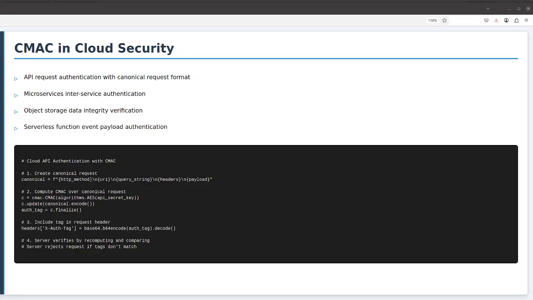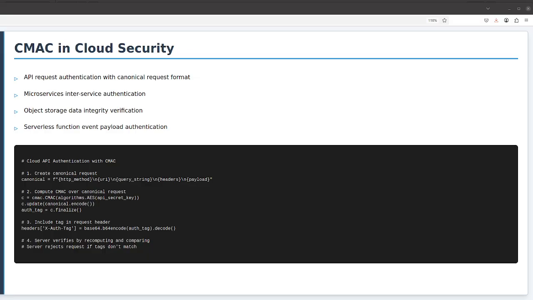In serverless architectures, where functions are short-lived and stateless, CMAC can authenticate event data. When an event triggers a Lambda function or cloud function, authenticating the event payload ensures it has not been tampered with. The event source and function share keys through the cloud provider's secrets management.